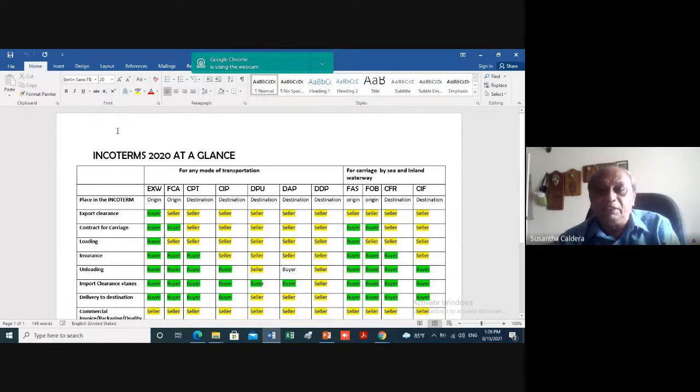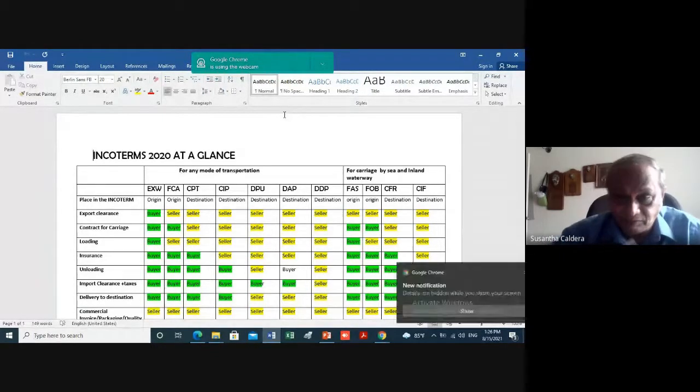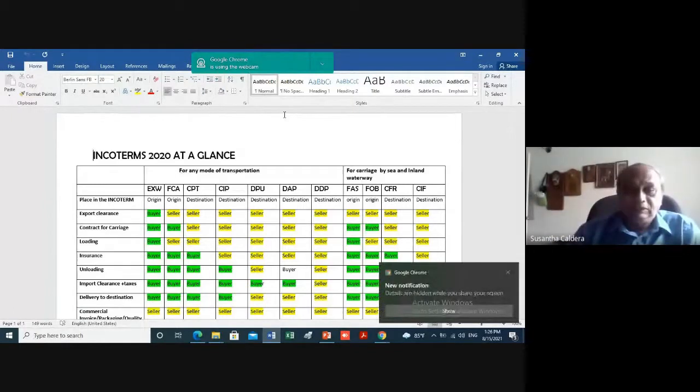For any mode of transportation: EXW, FCA, CPT, CIP, DPU, DAP, DDP. Then for carriage by sea and inland waterway: FAS, FOB, CFR, CIF. Everything is there. Right?